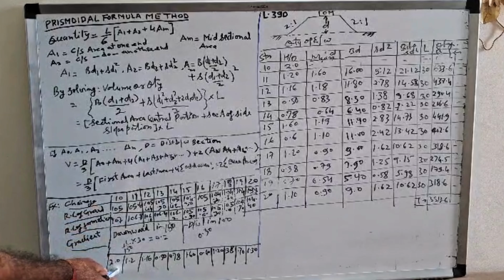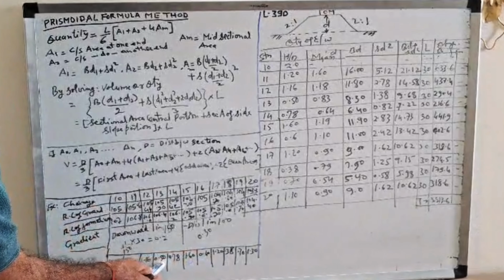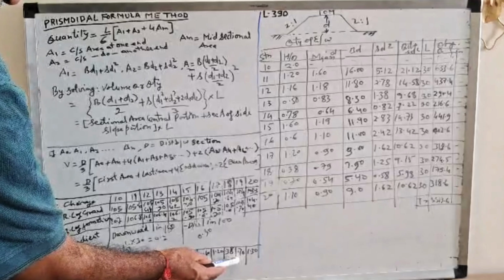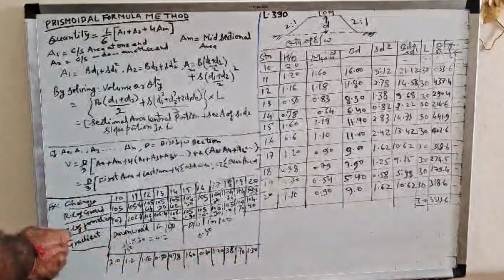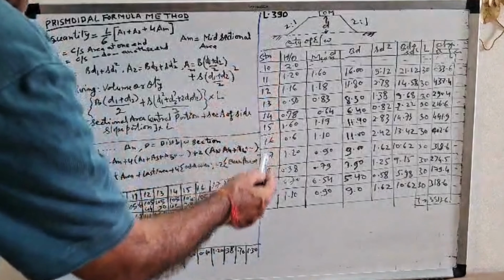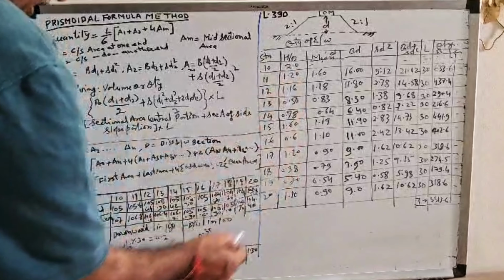This is 2, this is in filling. 1.2, this is also filling. These all are in filling. 1.6, 1.5, 0.578, 1.6, 0.6, 1.2, 0.38, 0.7, 1.3, because the RL of formation is above the RL of ground. So we have put the station over here. This is height and depth, that is what we have got.